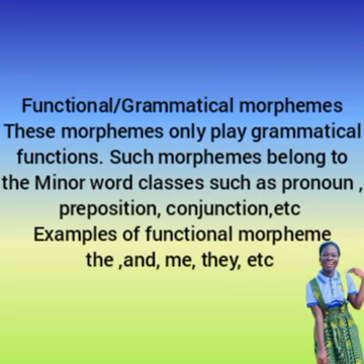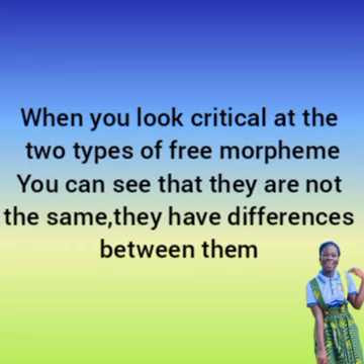Functional or grammatical morphemes. These morphemes only play grammatical functions. Such morphemes belong to the minor word classes, such as pronoun, preposition, conjunction, etc. Examples of functional morphemes are the, and so on. When you look critically at the two types of free morpheme, you can see that they are not the same. They have differences between them.